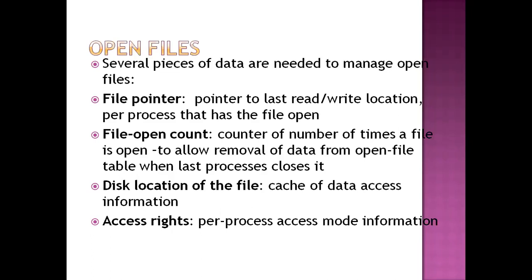Next is the file pointer. File pointer indicates what operation you have done recently, either a read operation or a write operation. File open count will indicate the number of times a particular file is opened and how many files are open. Next thing is disk location of the file. It will mention the address of the particular file. Generally it will retrieve the data from the cache. Next is access rights, which are the permissions you have on that particular open file. All this information about open files is maintained.